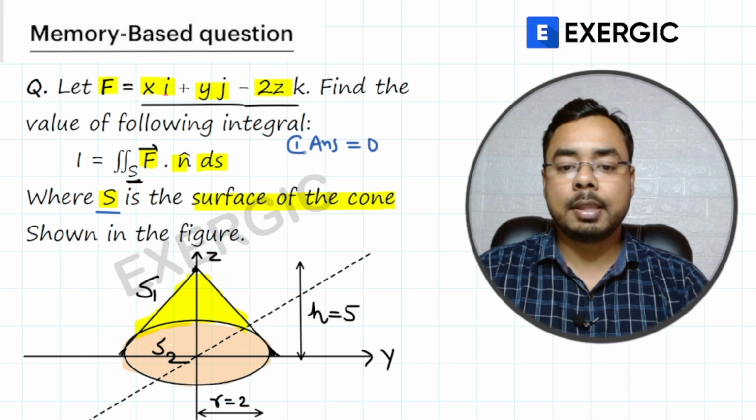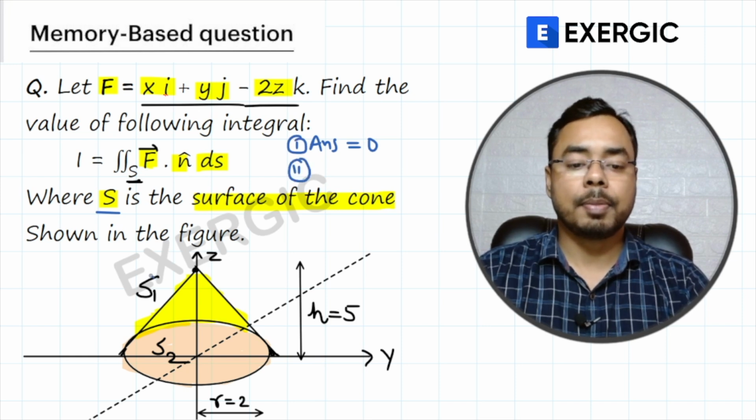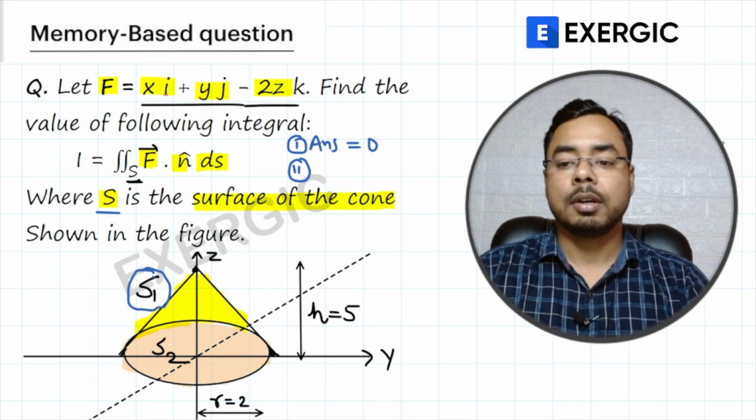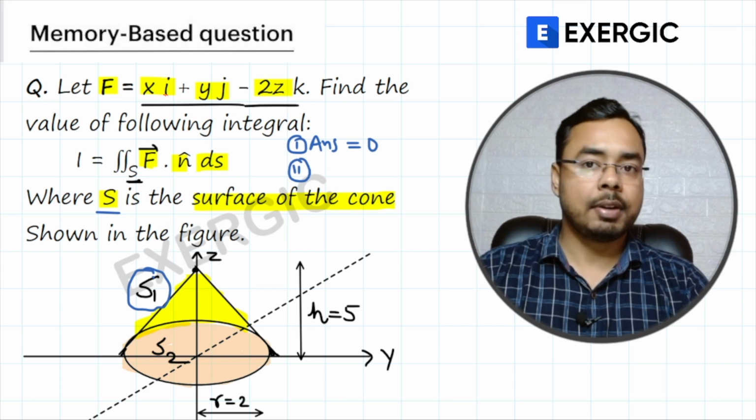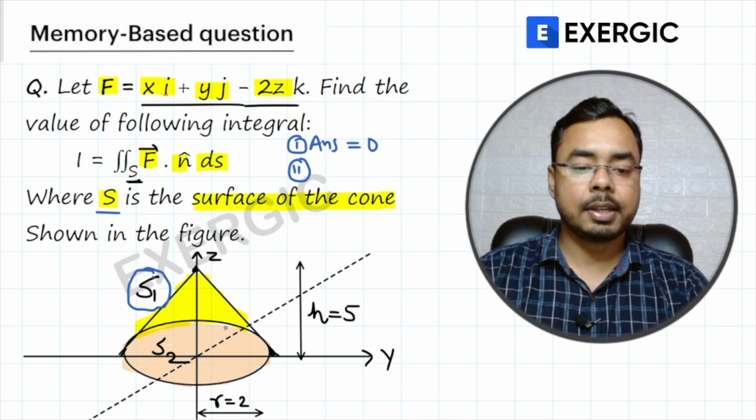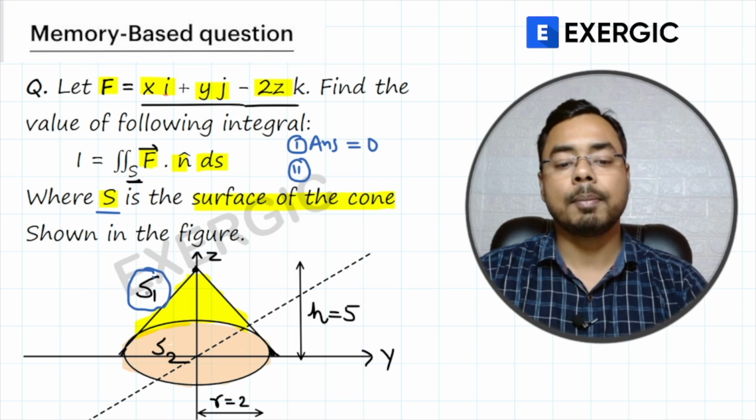Now let us see what will be the answer in the second case, right? Second case meaning that here S is only this S1, only the curved surface of the cone. Now see, we have discussed one similar problem in our video course. So let us first see the discussion and then we'll come to that problem.